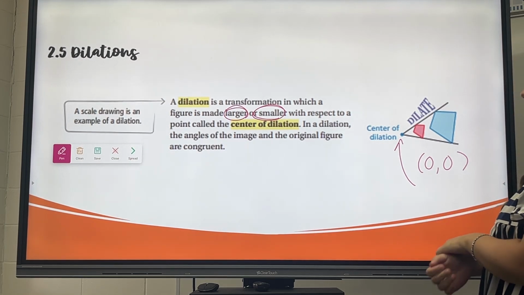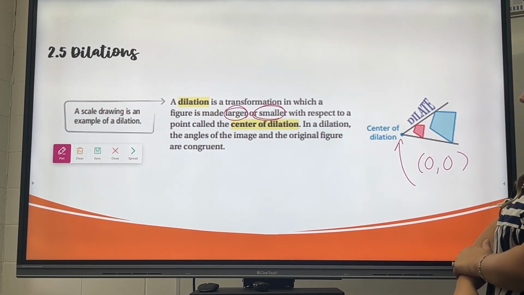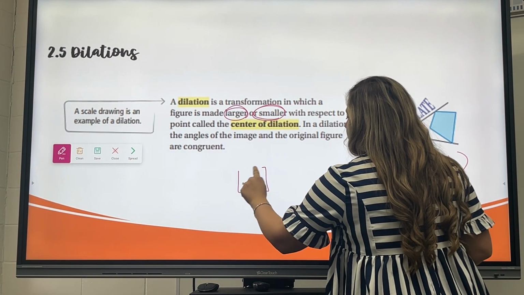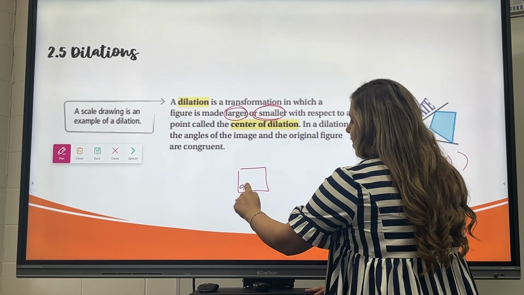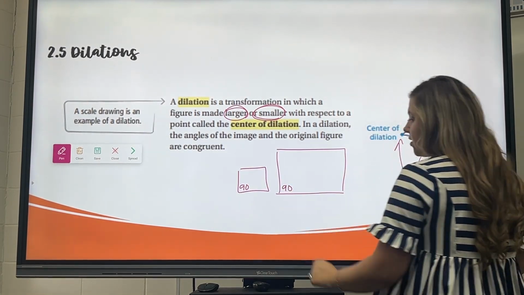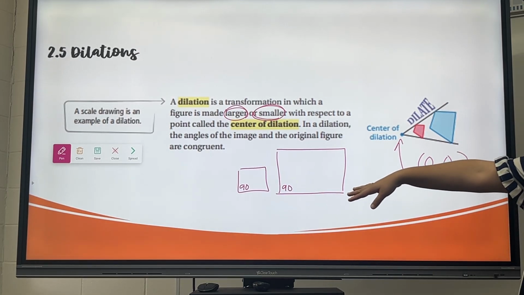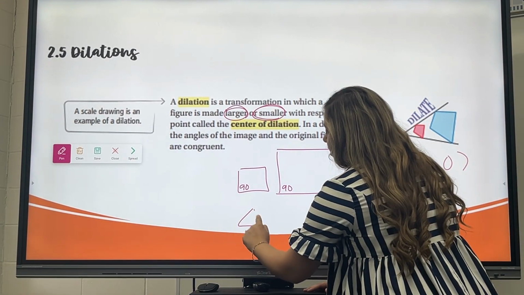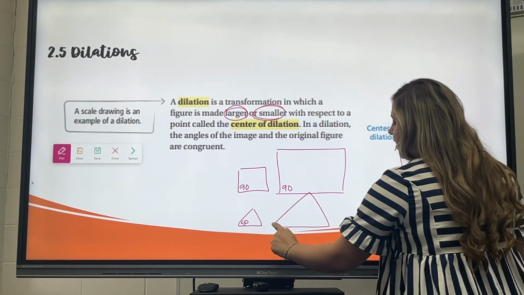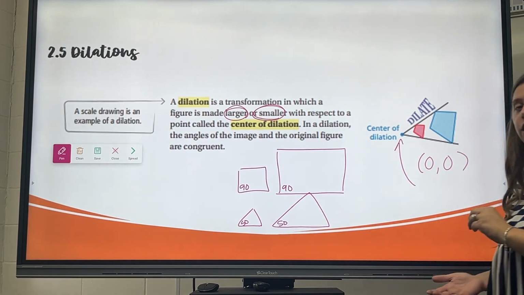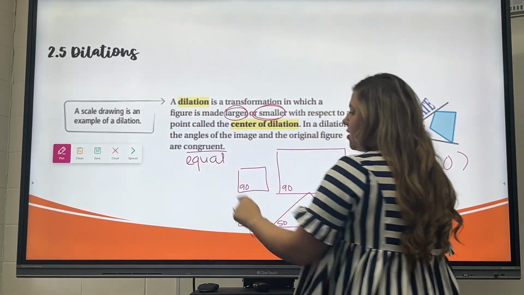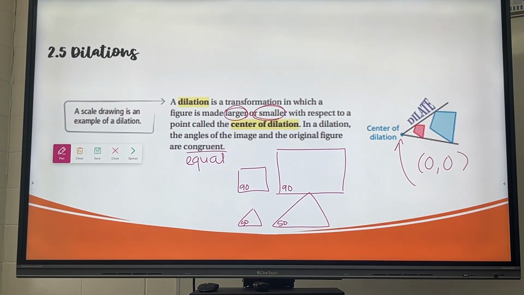In a dilation, the angles of the image and the original figure are congruent. That just means that in my original shape, if I've got something like this that is 90 degrees, when I dilate it, it's still 90 degrees. Now, it's not necessarily 90, it could be anything. I could have a triangle with a 50-degree angle or something, but when I dilate it, it should still be the same angle. Congruent just means equal, okay? It means they're still the same, equal, all right?